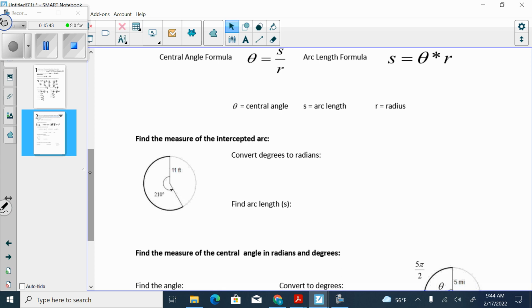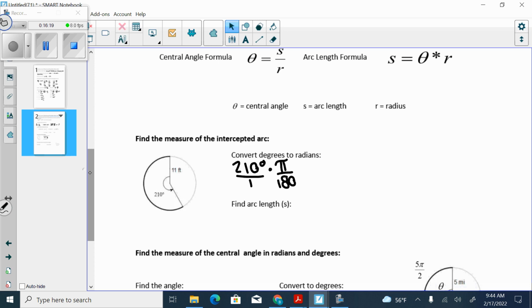So on this first example, they say to find the measure of the intercepted arc. First, they tell us we have to convert from degrees to radians. That was our formula from the front page. They told us our degrees is 210. How could I convert that into radians? What am I supposed to do with my degrees? Times by what? Good. So 210 times pi over 180.